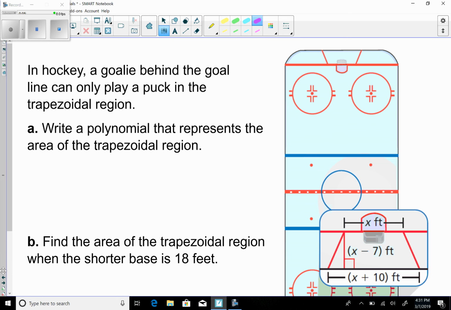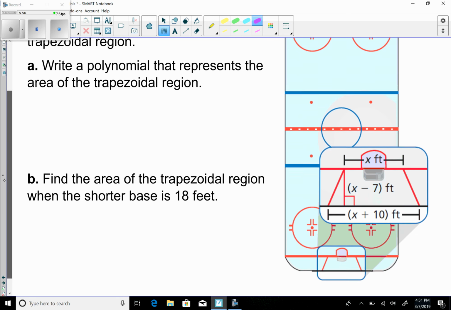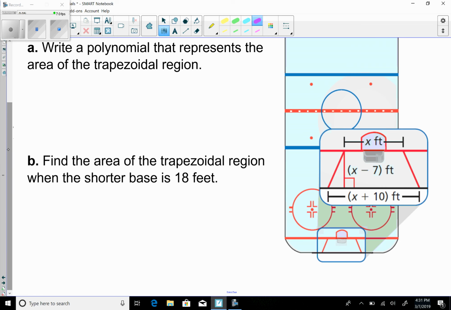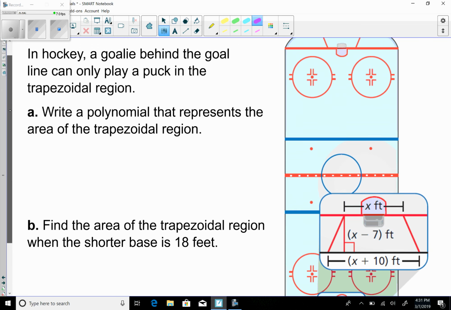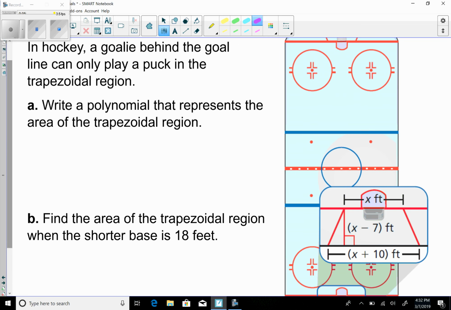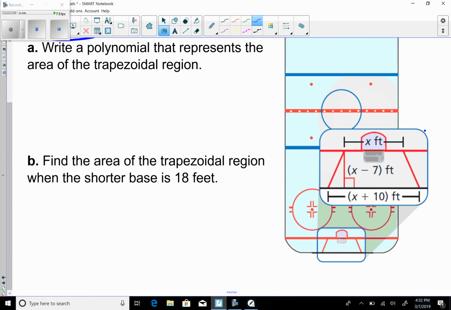Okay. Now, since we've got the state hockey tournament going on right now, why not have an example that deals with hockey? All right. So, in hockey, a goalie behind the goal line can only play a puck in the trapezoid region. I didn't realize I still had the highlighter on. In the trapezoid region. Okay, so we're looking at a trapezoid, so this right here. And I do believe you have this picture on your note packets. I'm pretty sure I remembered to put this one on there.